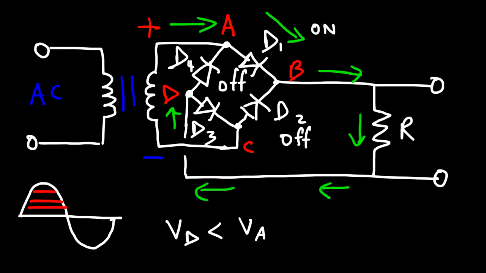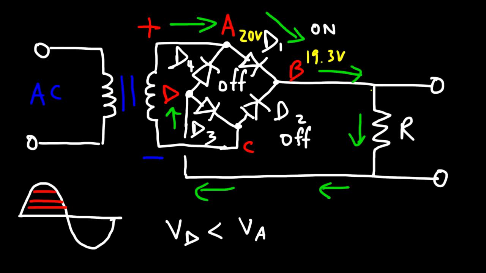Current will not flow from a low potential to a high potential. It doesn't work that way. Electric current will always flow from a high potential to a low potential. That is conventional current. So let's say that point A was at 20 volts. Point B will be at 19.3 volts. A typical diode has a voltage drop of 0.6 or 0.7 volts.